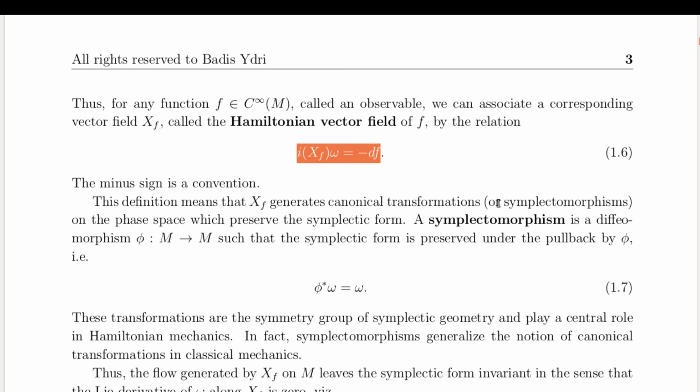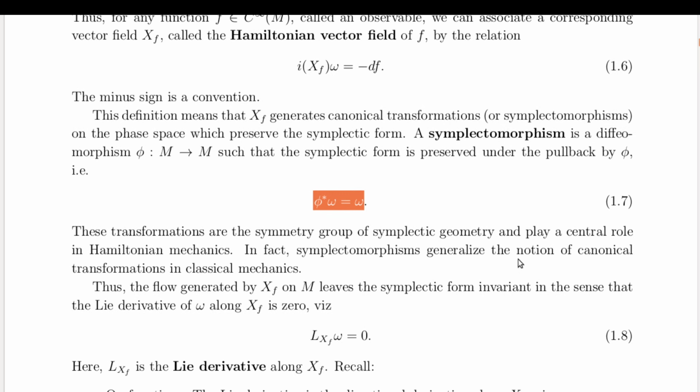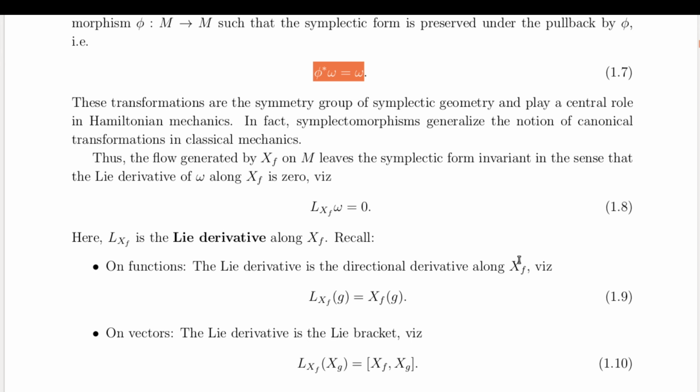These are diffeomorphisms that preserve the symplectic form. In classical mechanics, they correspond to canonical transformations that conserve the structure of phase space. Symplectomorphisms are the symmetry group of symplectic geometry and play a central role in understanding the invariance of physical laws. The invariance of the symplectic form under these transformations is mathematically expressed using the Lie derivative.